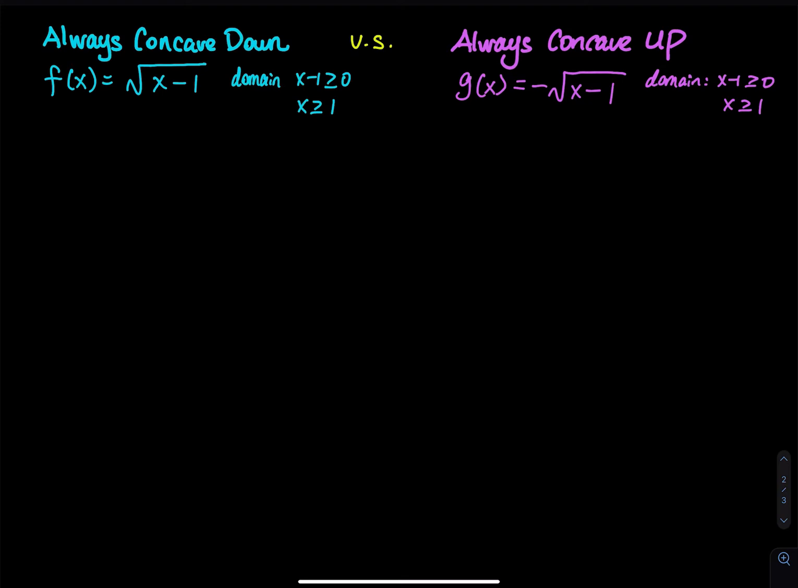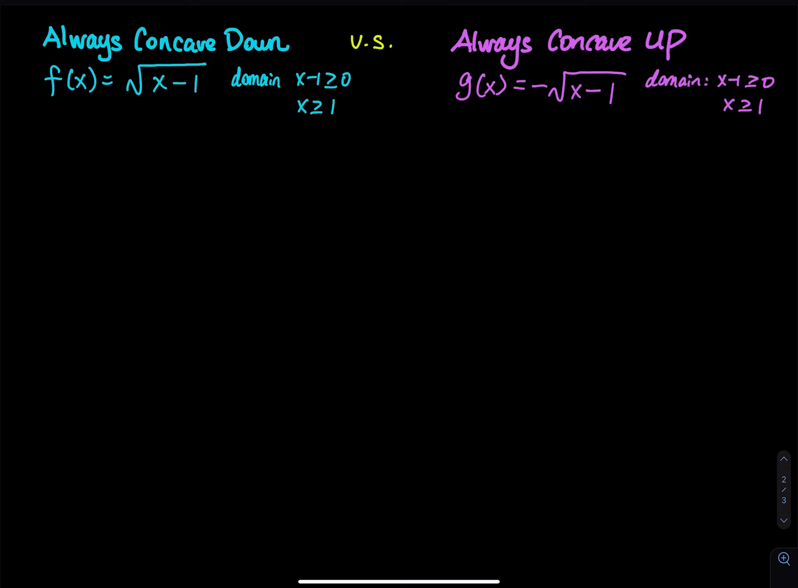We have f of x equals the square root of x minus 1. First of all, we have to figure out the domain of the given function. Since the square root of a negative is undefined, I have to make the radicand x minus 1 greater than or equal to 0. You can include 0 because the square root of 0 is equal to 0.